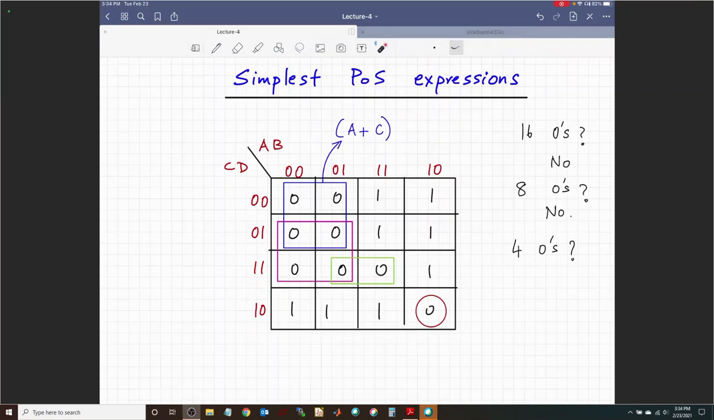So because you are looking at zeros, you would use an OR operation. So A is 0 or C is 0, those will be zeros. Right, so you would say A or C. So those are the little details we need to be careful of. Next, for the pink group, what do we have? A is still 0 and D is 1.